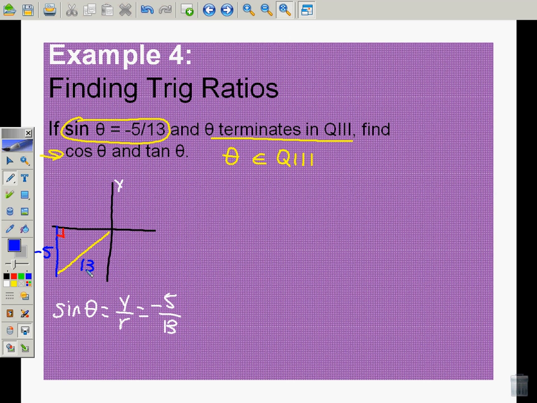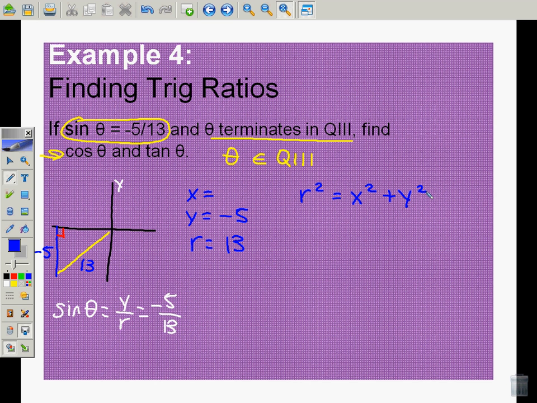Okay, so already I have x, y, and r. I'm outlining here. I've got r is 13, y is negative 5. How do I know that it's negative 5? I drew my triangle, and I can see that when it terminates in quadrant 3, my y must be negative. I don't know what my x is yet. But if I can find my x, I will have all three pieces and I can figure out what we're doing. So let's see. The general equation.